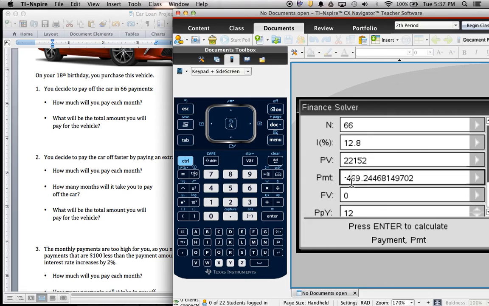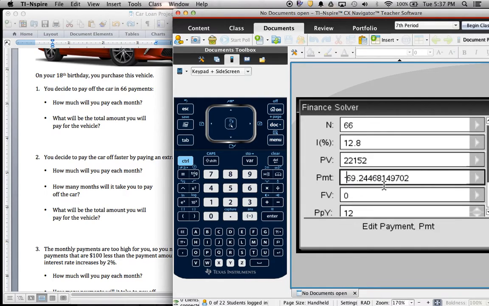If you pay an extra $100, you're going to come to this payment amount. Do not delete the whole amount. All you're going to do is delete the 4 and change that to a 5. So now your payments are $569.24.